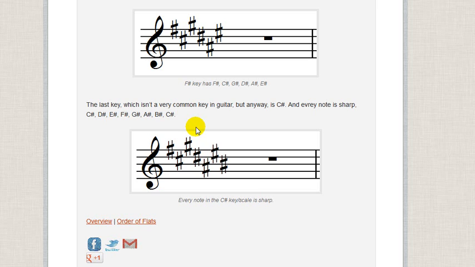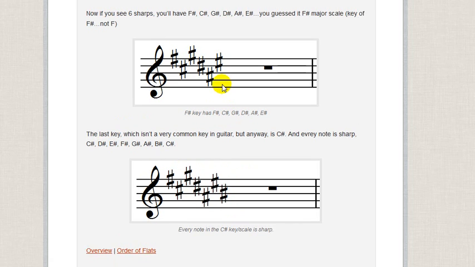Anyway, so here you go. Father Charles Goes Down And Ends Battle. Every single key. And I've got some typos I need to fix here. But as you can see, every single note in the C sharp major scale is sharp. And that's it. That's all there is to it. And this is what they look like on the staff.